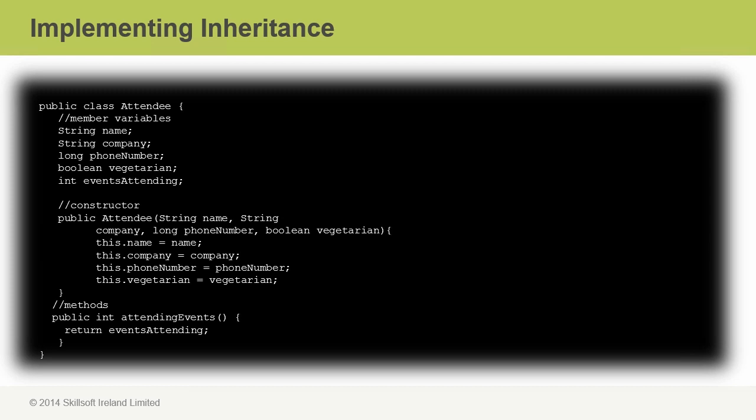So in this example, we have a base class or a superclass called attendee. So we're modeling an attendee to a conference. So we're pretty general with this one here. But we've got the name, the company, the phone number, whether or not they're vegetarian, and the number of events that they're attending. We have a constructor, and then we have a method called attending events, and that just gives us back the number of events that they're attending.